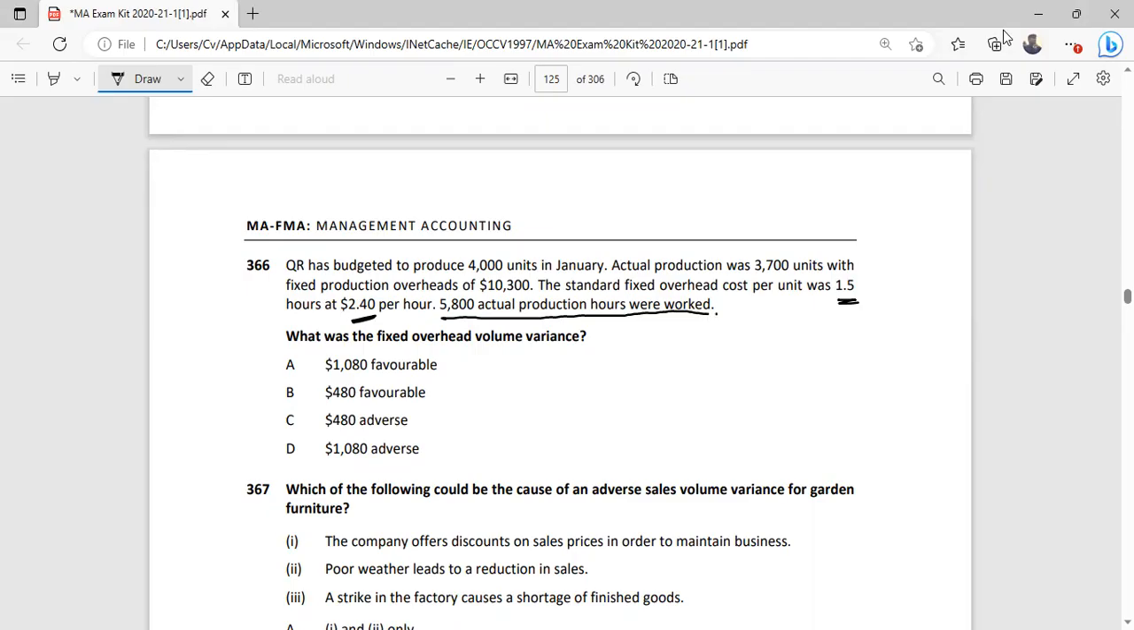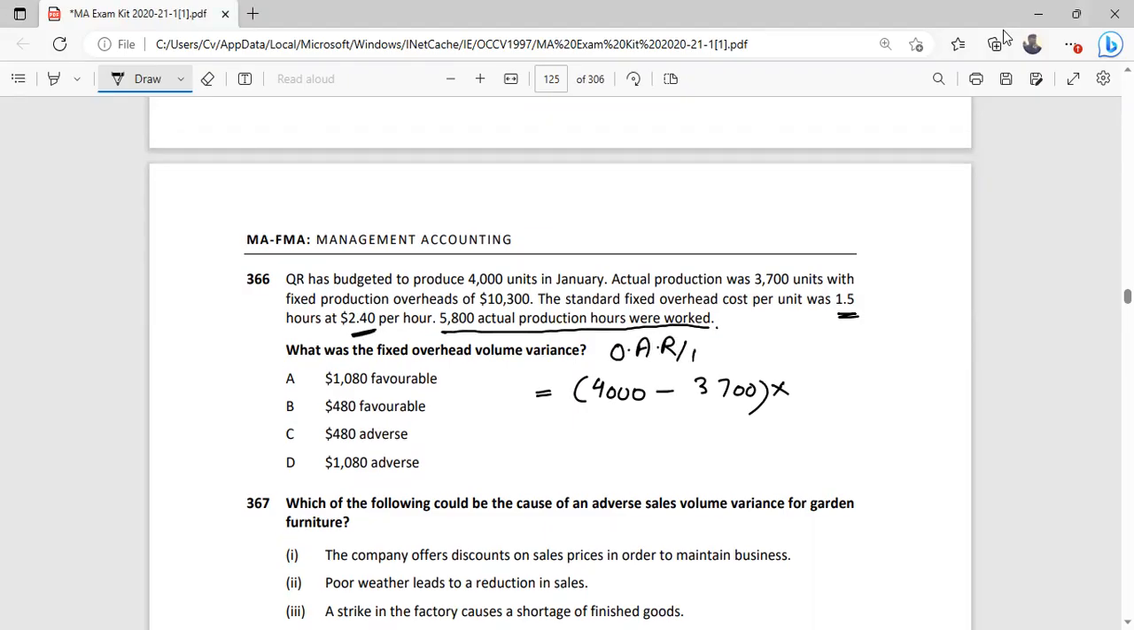Fixed overheads volume variance. Volume variance deals with budgeted production units minus actual production units. Now actual production units are 3,800 multiplied with overhead absorption rate per unit. Overhead absorption rate per unit is not available, but we can calculate OAR per unit is equal to 1.5 into 2.4. So we have 1.5 into 2.4, 3.6 as an overhead absorption rate per unit.